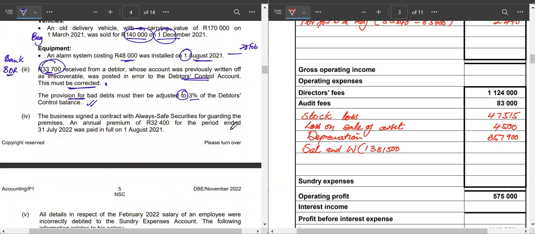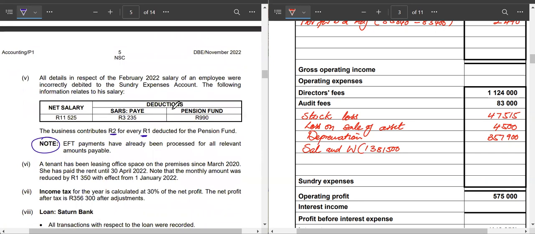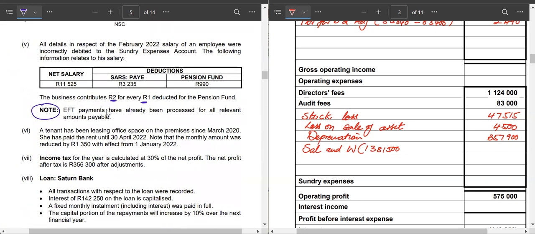And then I come to my adjustment. I am being told that an employee were incorrectly debited to the sundry expense account. So at times they would say the details were omitted, but in this case, they were debited to the sundry expense account. Nonetheless, the idea is they were not recorded in the salaries and wages. Therefore, we must go and add them into the salaries and wages. So when I come to my salaries and wages, I will then begin to add. I will add my 11,525.